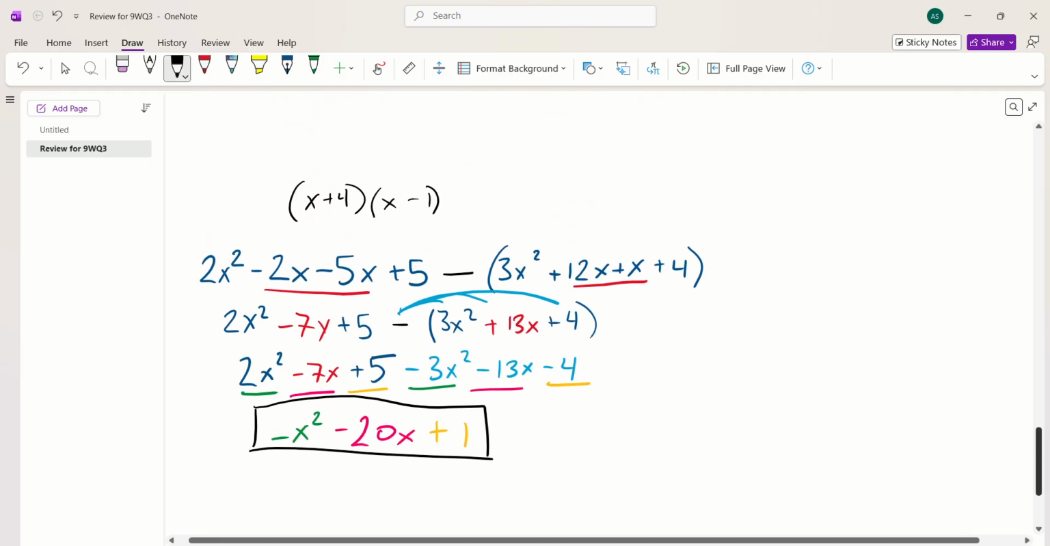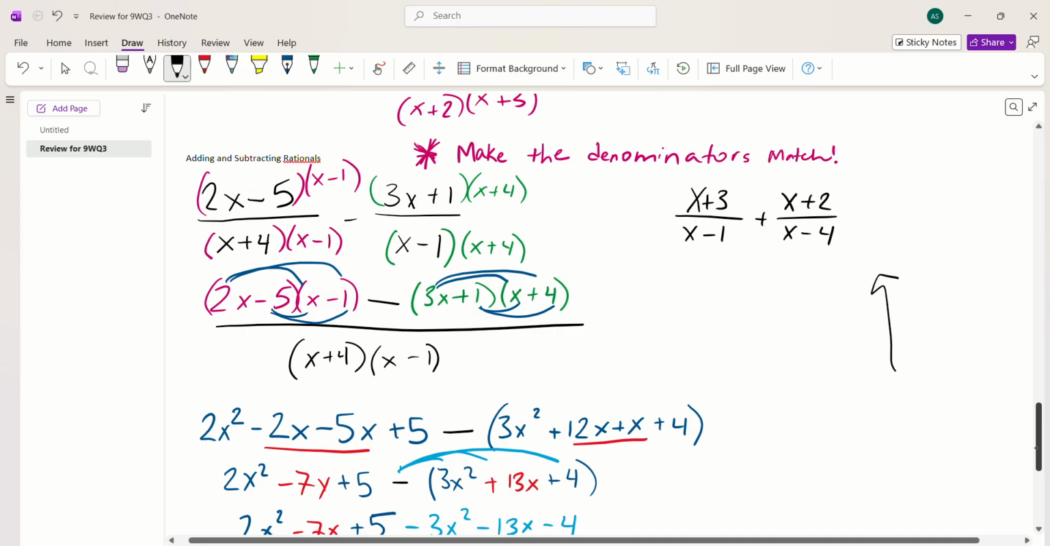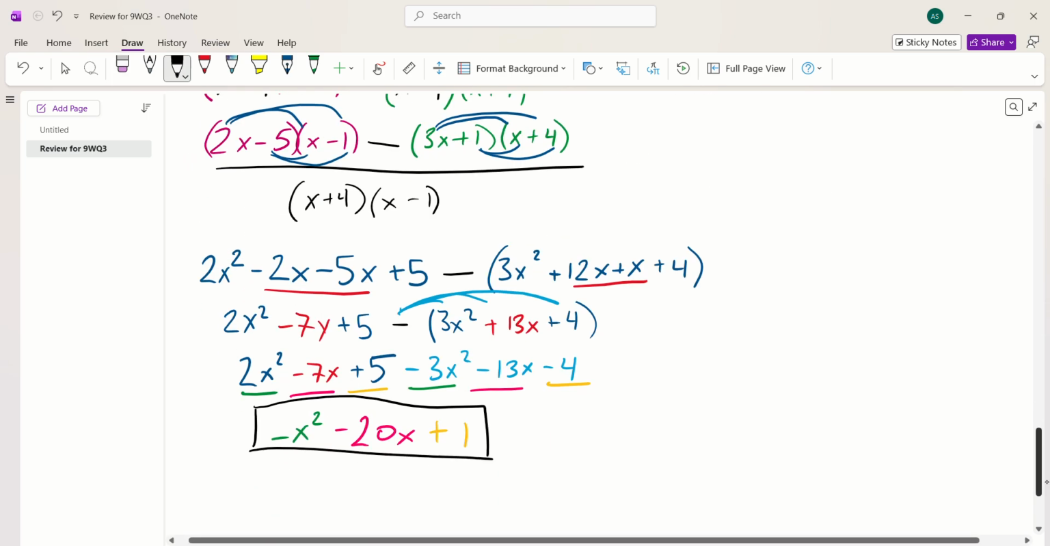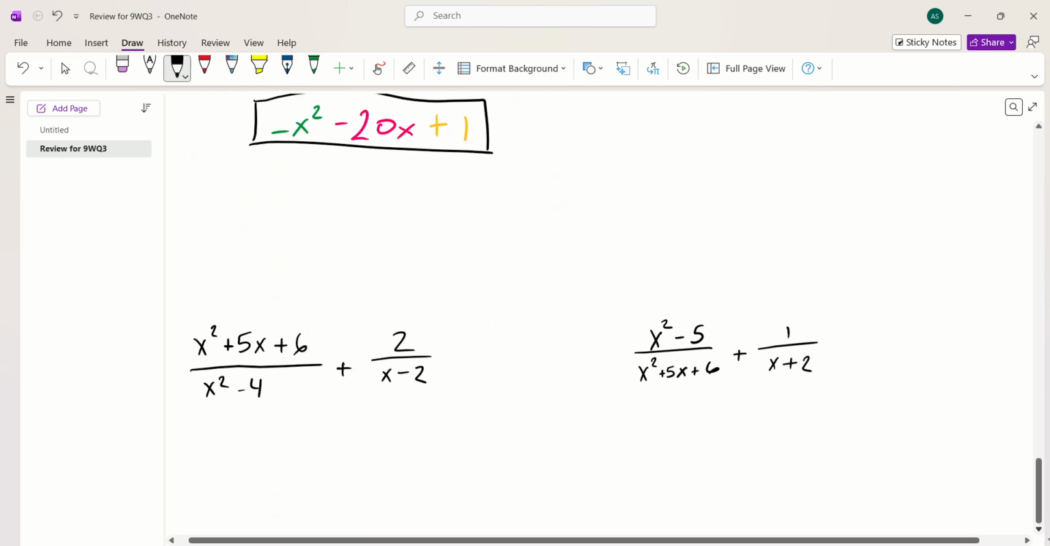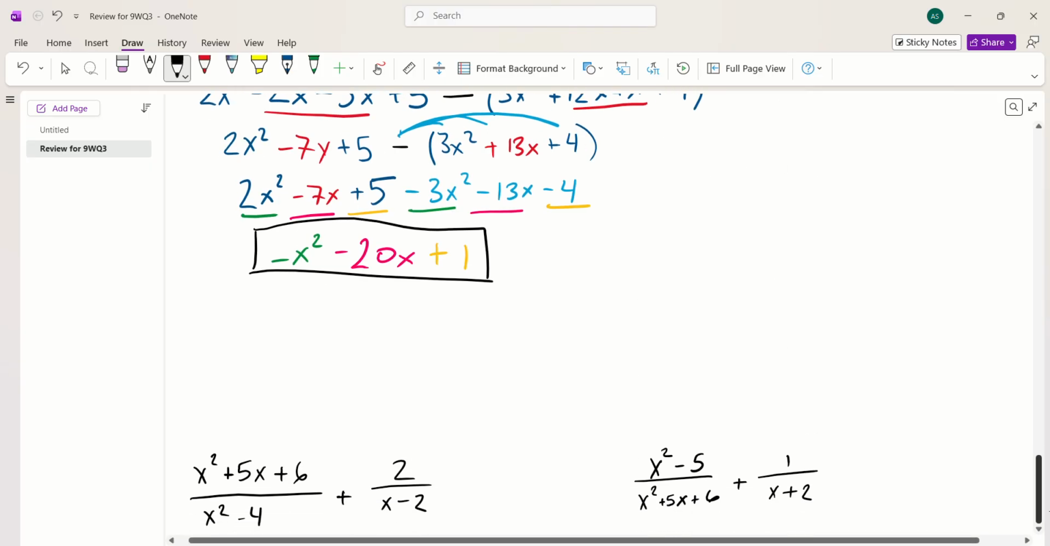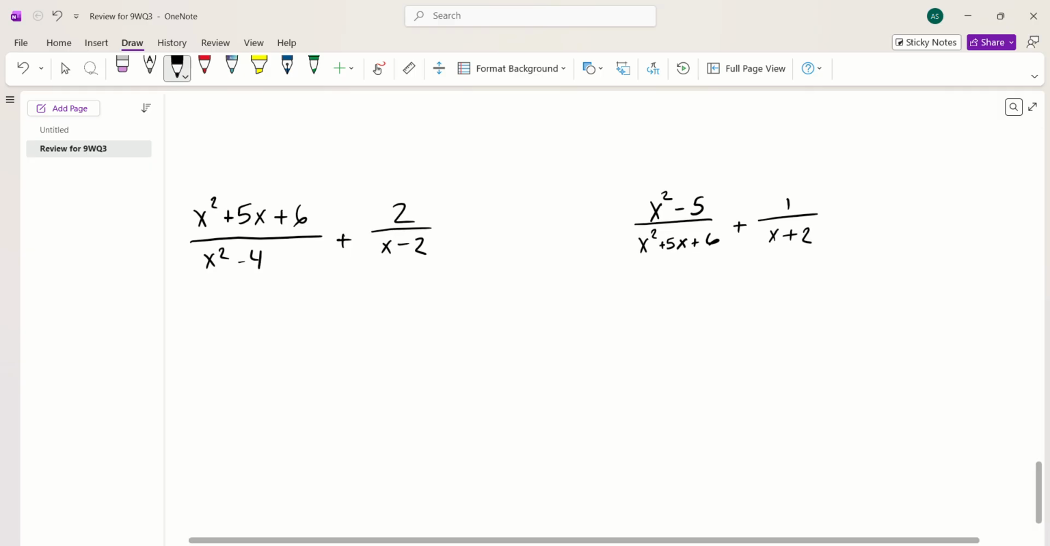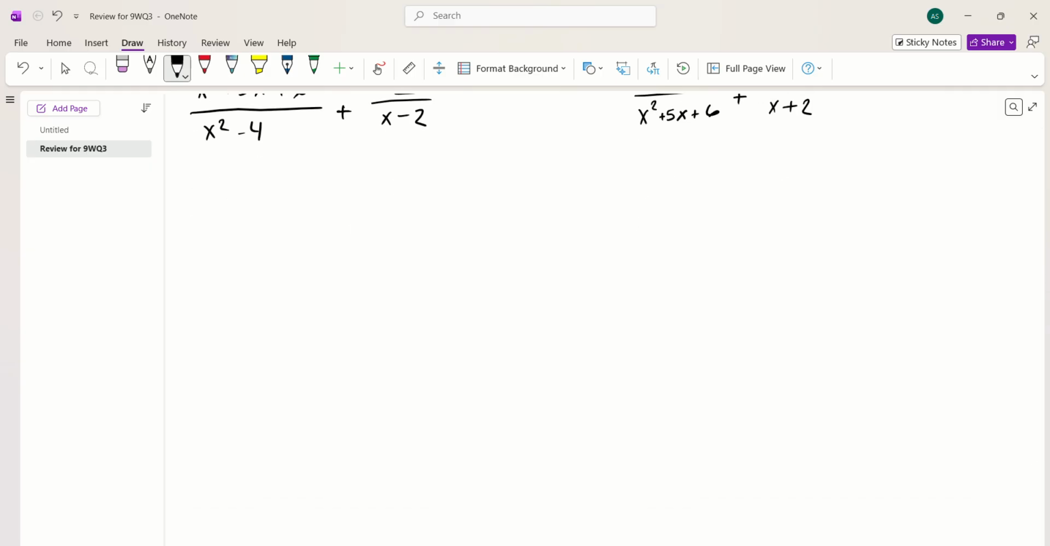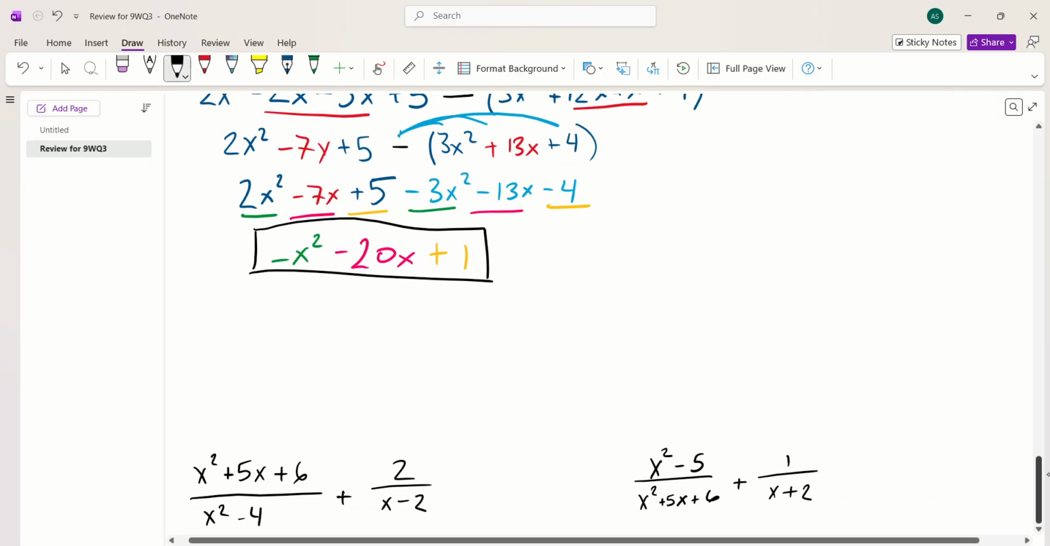Okay, I'm actually going to skip this problem here because it's the exact same process. The only difference is there's a plus sign here and a couple different numbers. And I will do these problems instead because I think they're a little bit more challenging, so they're worth talking about. So the first thing I'm going to do is factor everything I can.